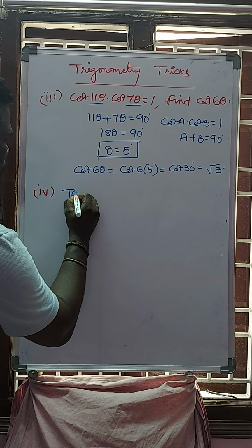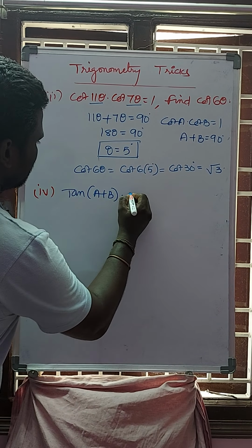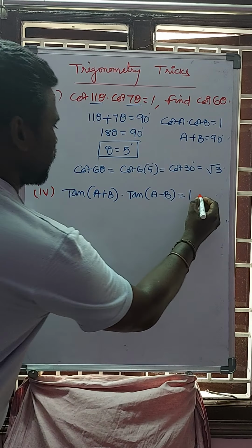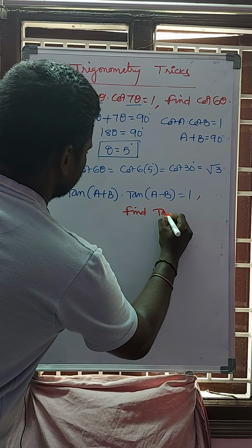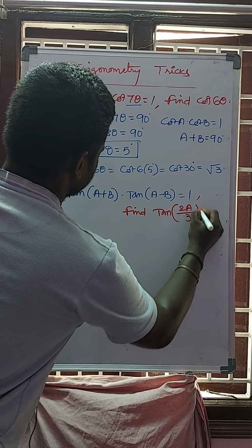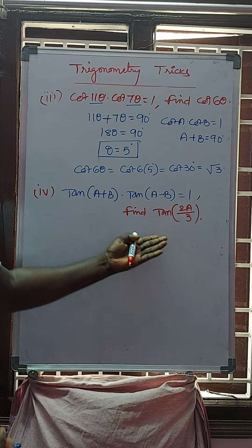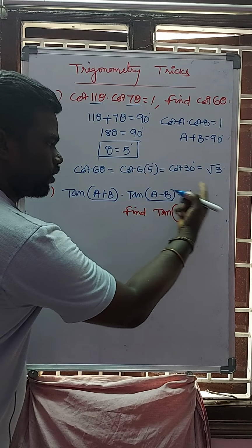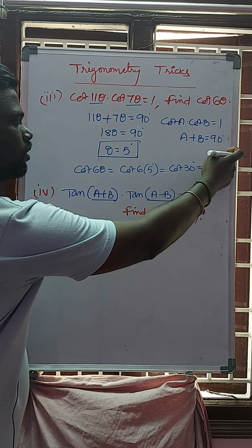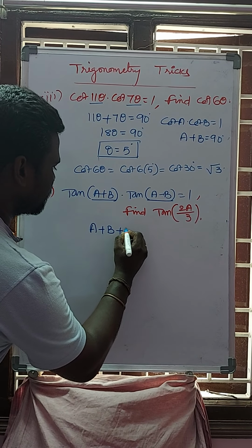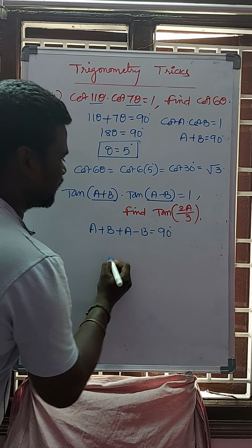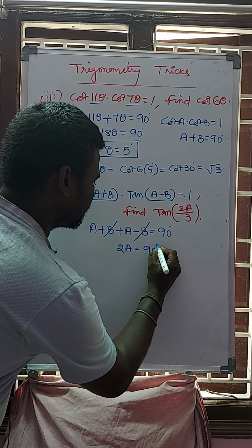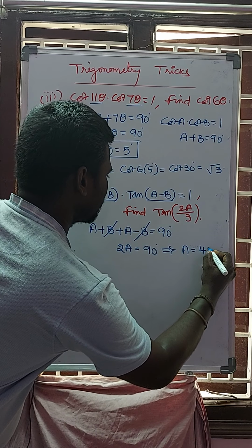So in terms of tan, tan of A plus B into tan of A minus B equals 1. Find tan of 2A by 3. So the same way, students, by using complementary angles, tan A into tan B equal to 1. Then what is the condition? A plus B equal to 90 degrees. So A plus B plus A minus B equal to 90 degrees. Now B gets cancelled. So 2A equals 90 degrees. So A is what? 45 degrees.